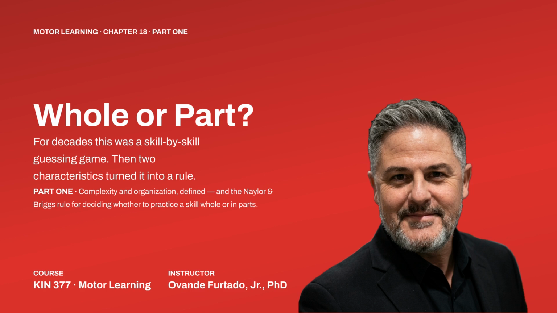The breakthrough came in 1963, when James Naylor and George Briggs proposed that 2 general characteristics of any skill, its complexity and its organization, could tell you which method to use. Suddenly, you didn't need a separate study for every skill. You could analyze the skill in front of you and decide. That's the move that turned a guessing game into a usable rule.